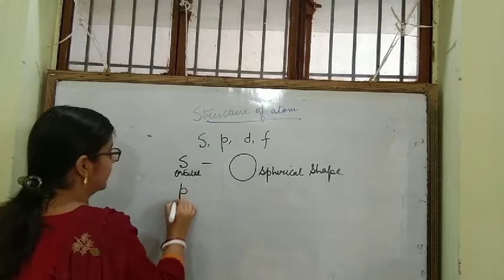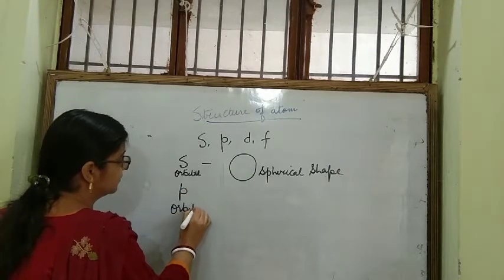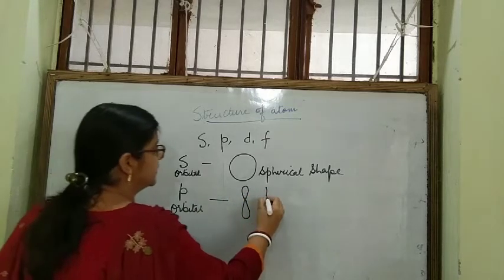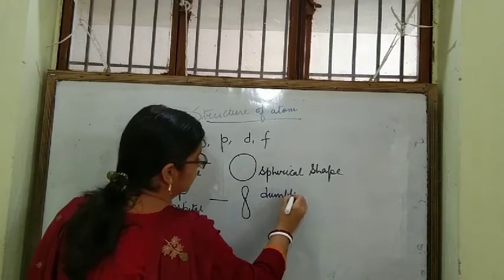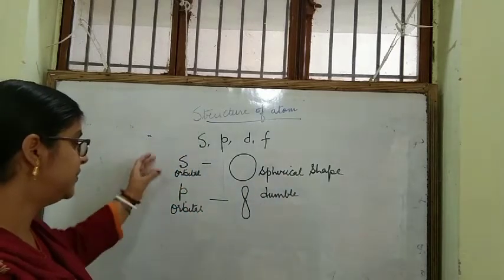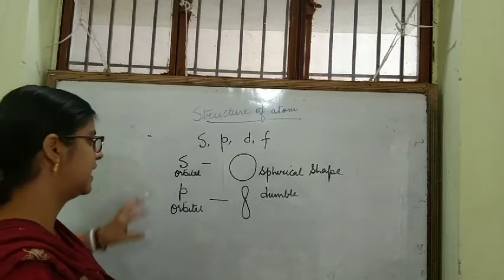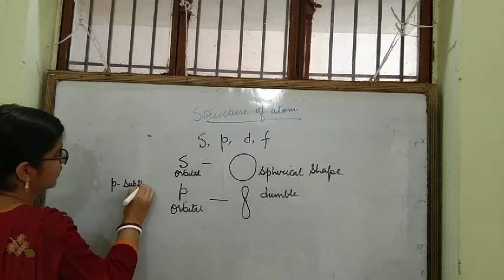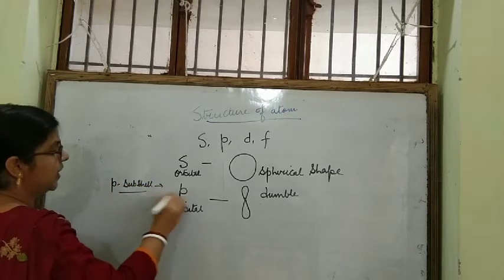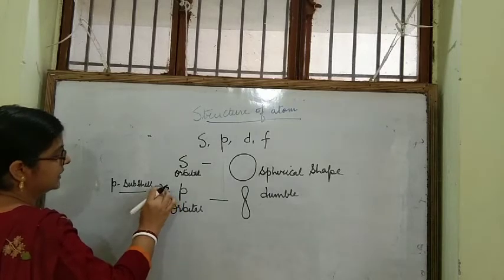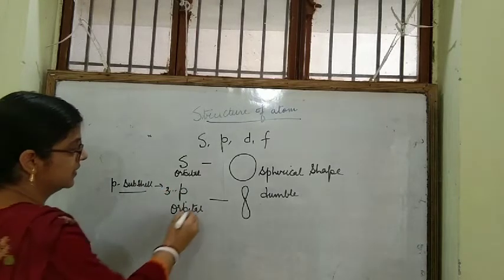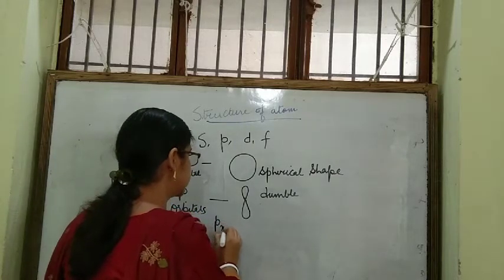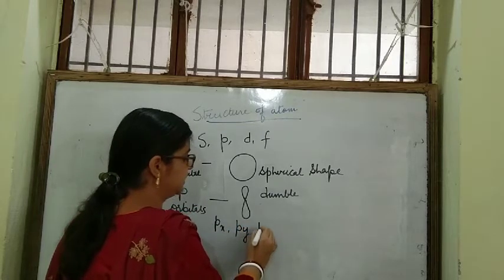P orbital is having dumbbell shape. This p subshell has p orbitals, 3 p orbitals, and these 3 p orbitals are denoted as px, py and pz.